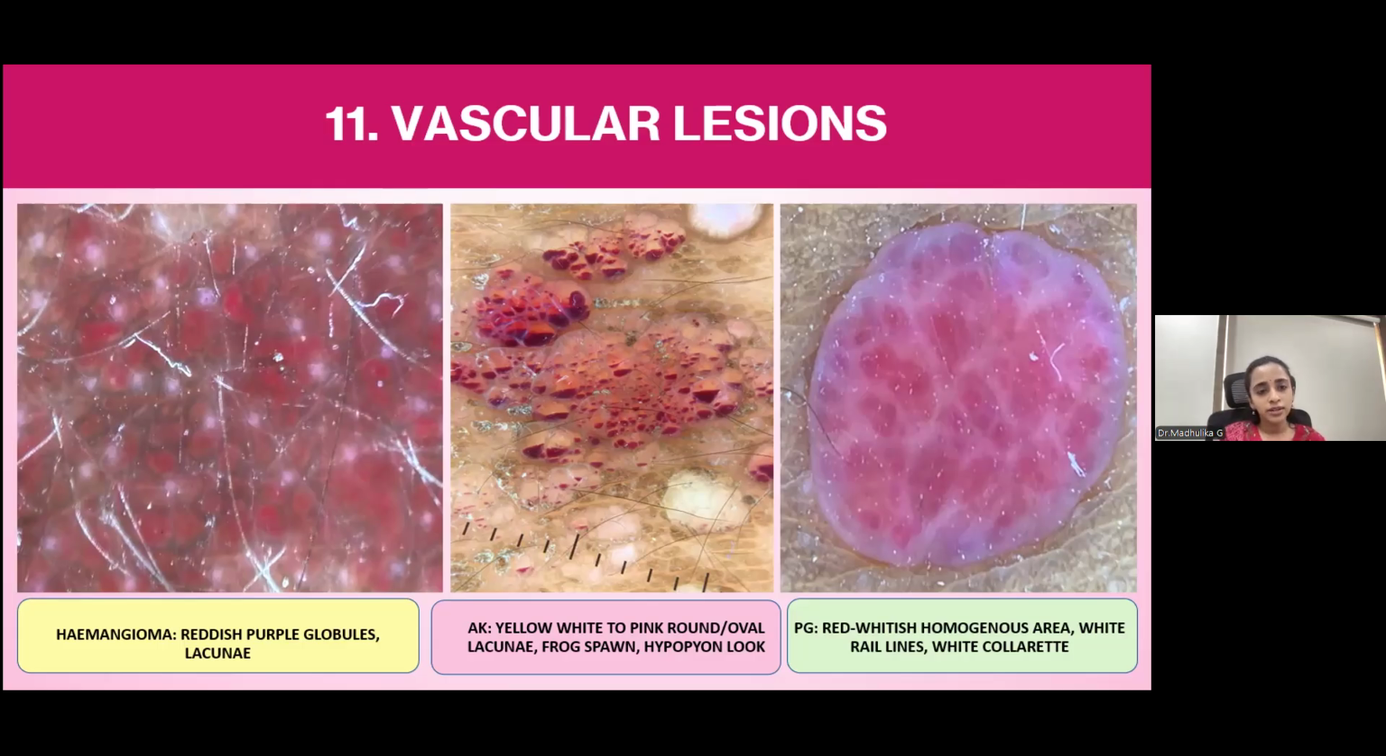And you have pyogenic granuloma, which is again lobulated capillaries that are proliferating. So you see a reddish white homogeneous area with a railroad track appearance, which are traversing through the lesion, and sometimes even there is a white collarette around the pyogenic granuloma which is demarcating it from the normal skin.